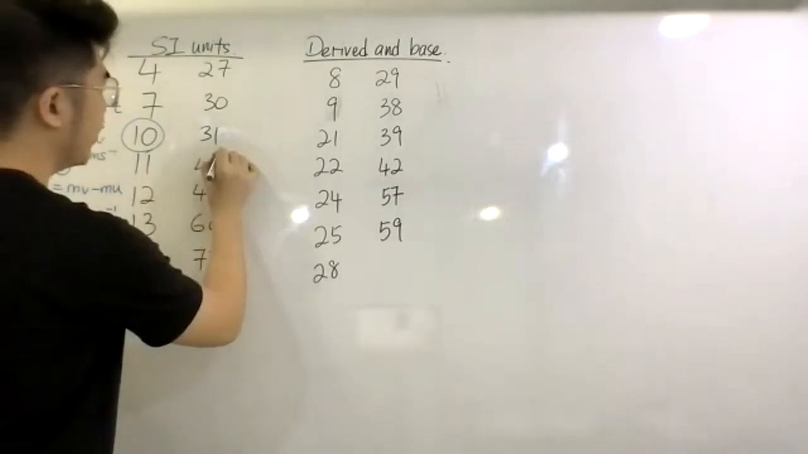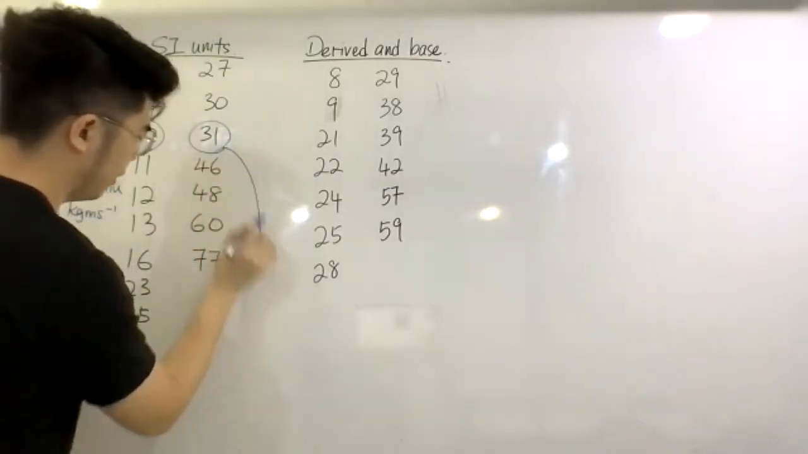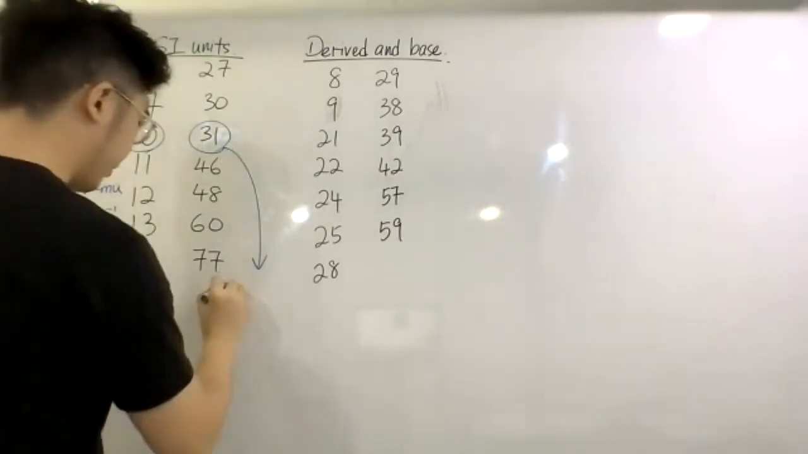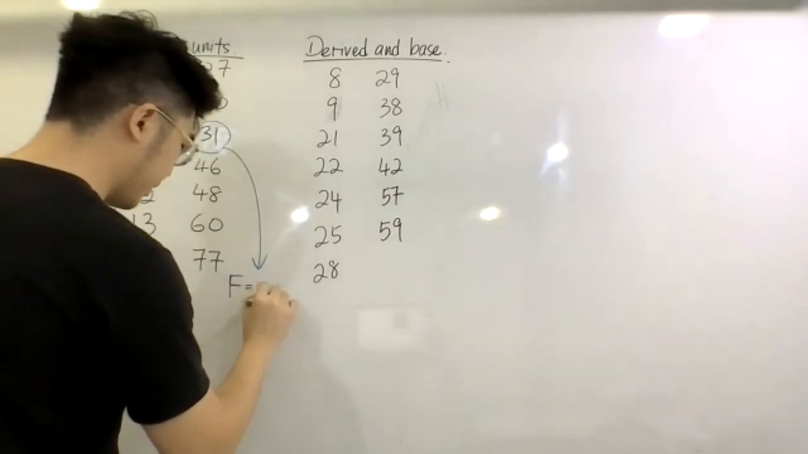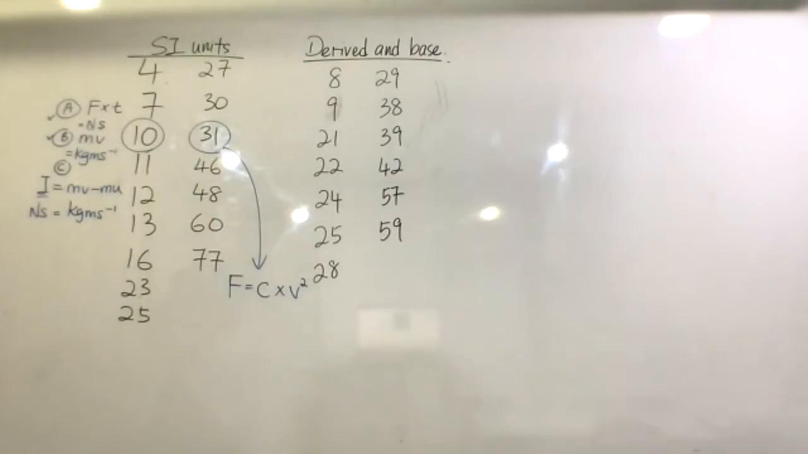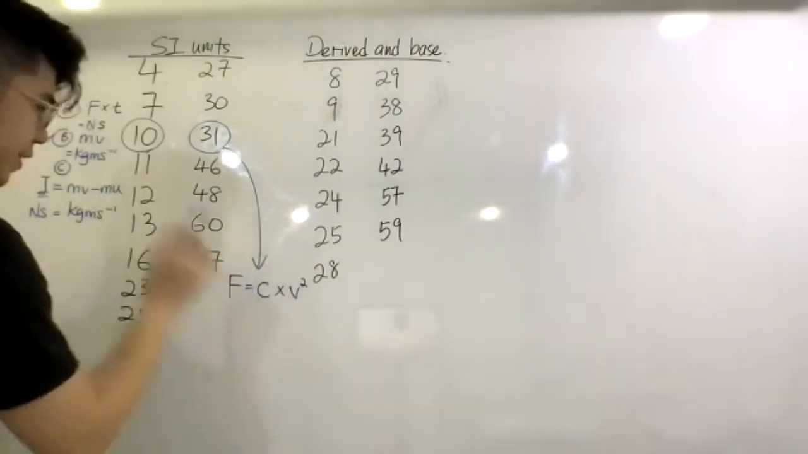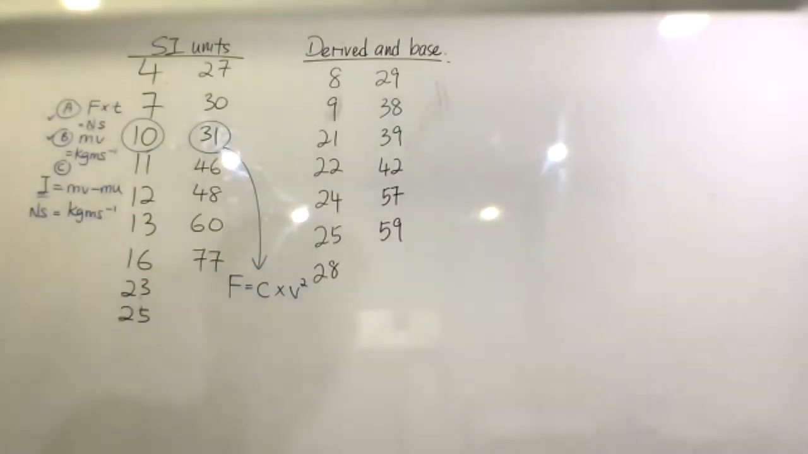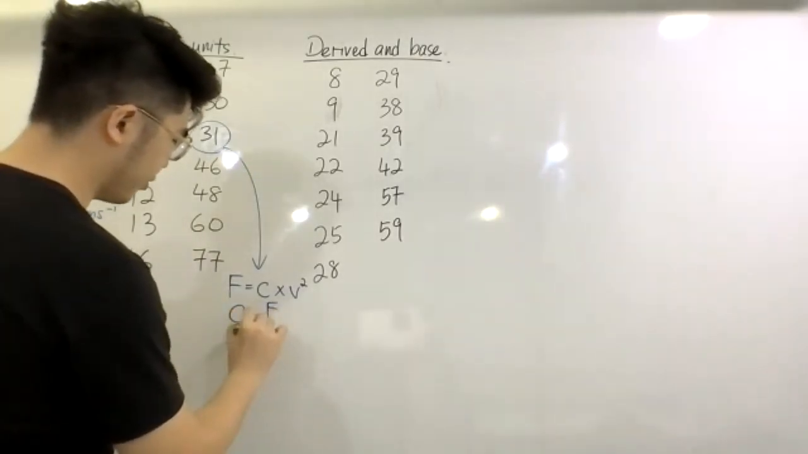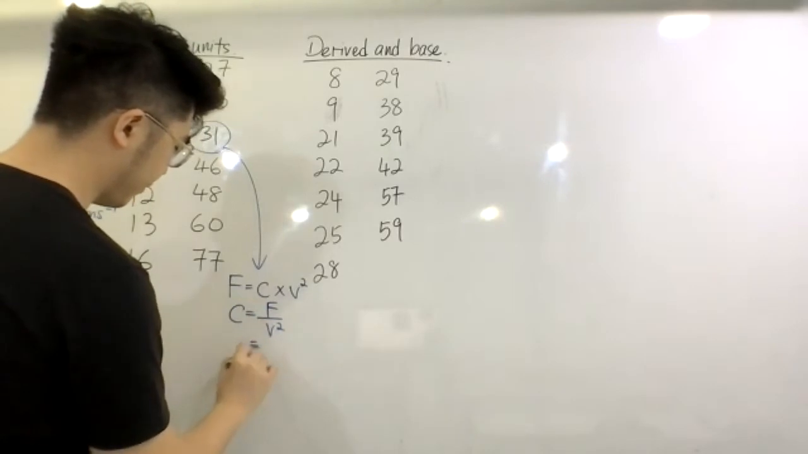Okay, for question 31. Given the formula, force equals C times speed squared, find the unit of C. Same thing: you want to find the unit of C, so we make C equal to force over V squared.